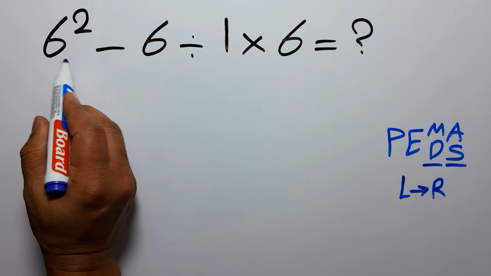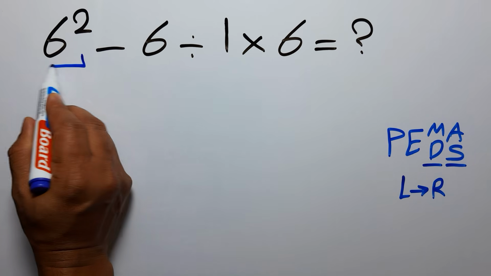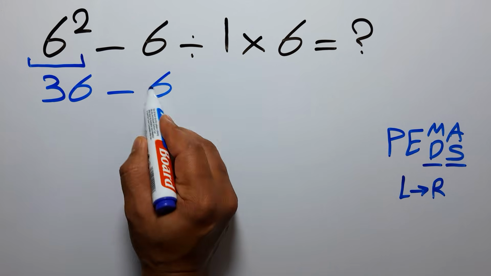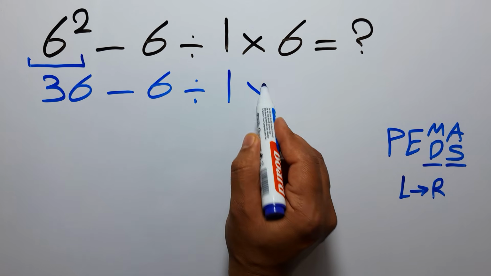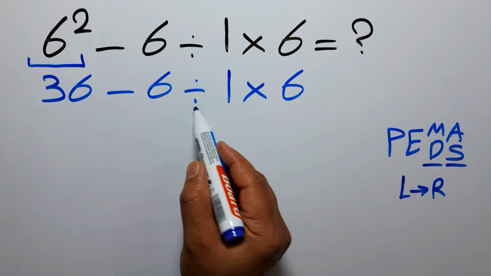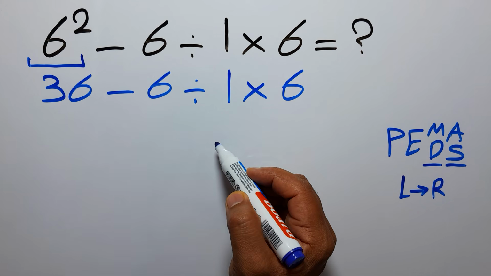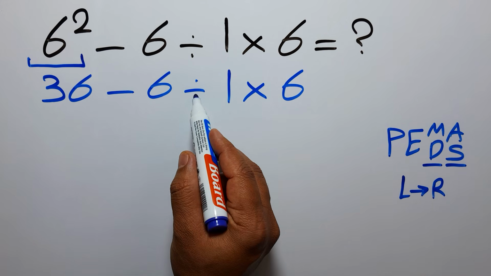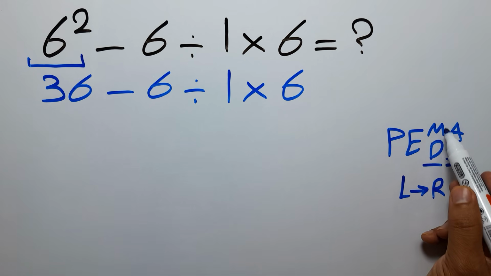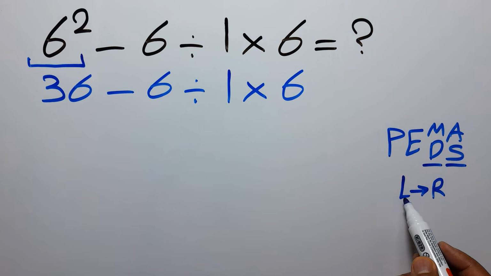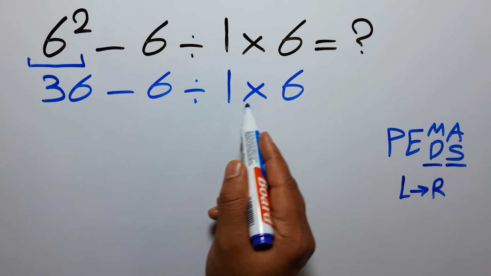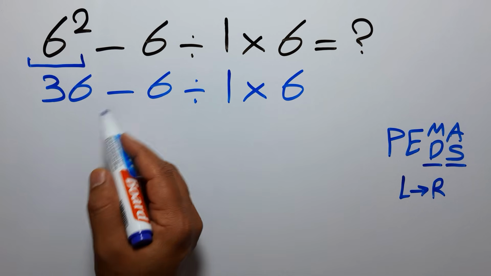So first we have to do this exponent. 6 squared gives us 36. So we have 36 minus 6 divided by 1 and then times 6. Now we have one subtraction, one division, and one multiplication. According to PEMDAS, multiplication and division have higher priority than subtraction. And as I said, multiplication and division have equal priority and we have to work from left to right. So therefore, first we have to do this division, then this multiplication, and finally this subtraction.